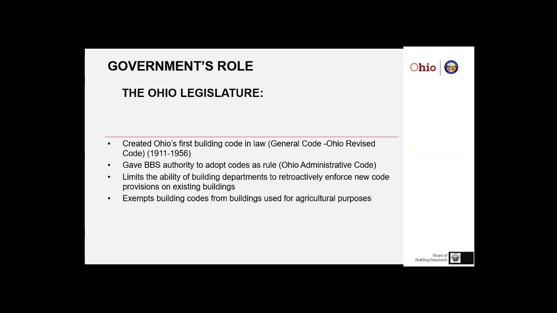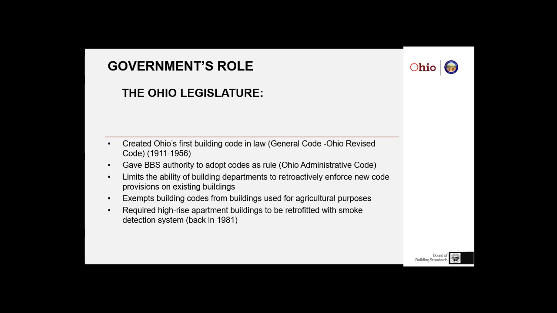Another limitation given to the board in writing our rules, the legislature has exempted certain buildings that are used for agricultural purposes. So there are no building codes that apply if the building qualifies for agricultural purposes. And additionally, the legislature stepped in back in 1981 and required all high-rise apartment buildings to be retrofitted with smoke detection systems. So even though the legislature has given the Board of Building Standards the authority to adopt rules, we do have overarching directives, I guess, from the legislature that limits what we can write rules for. So we have to be very cognizant of that, and our rules cannot conflict with the law.